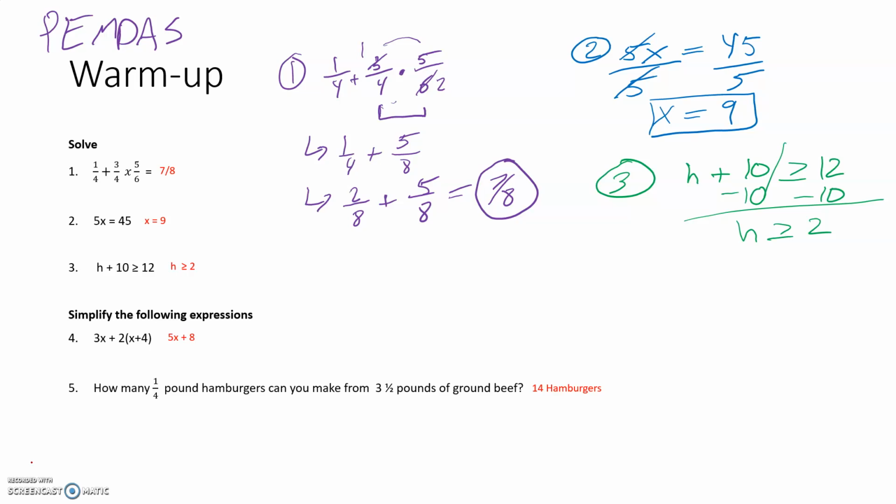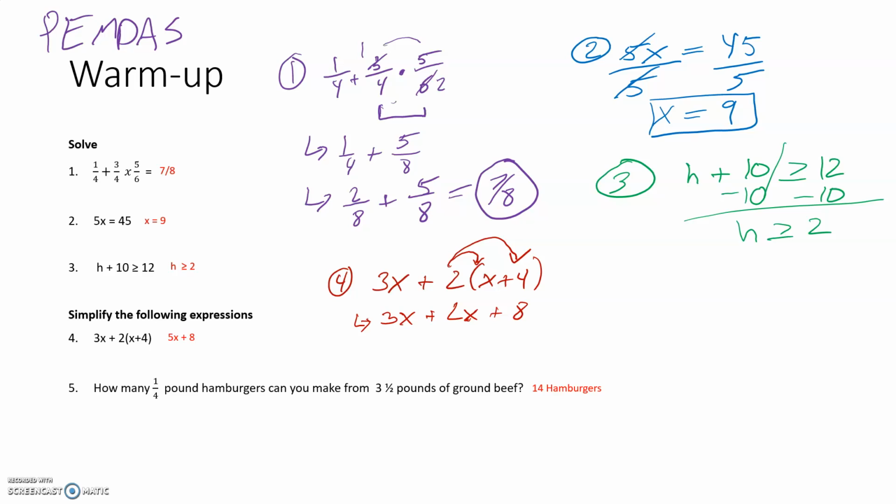Okay, in this problem we need to simplify the expression, but first you need to use the distributive property to simplify that 2 times x plus 4. So I have 3x plus 2 times x plus 4. Right? And so I've got to multiply the 2 times both values on the inside. And so then I'm left with 3x plus 2x. 2 times x is 2x. And then plus 2 times 4 is 8.